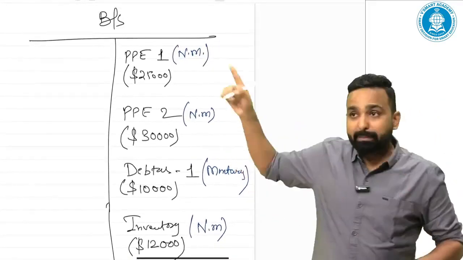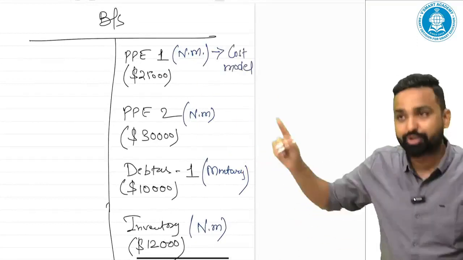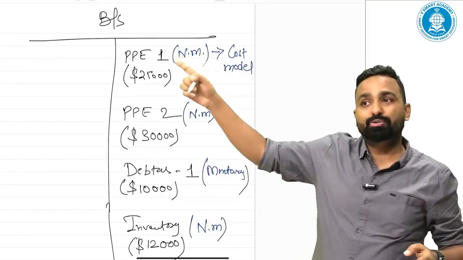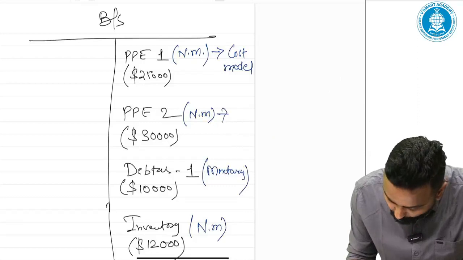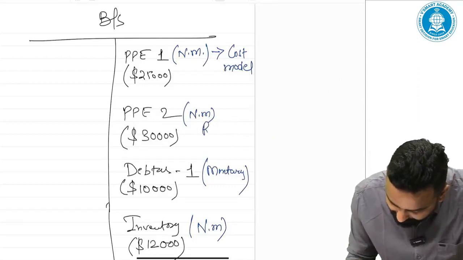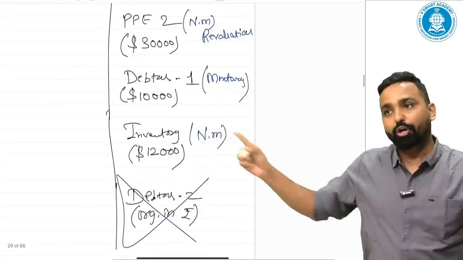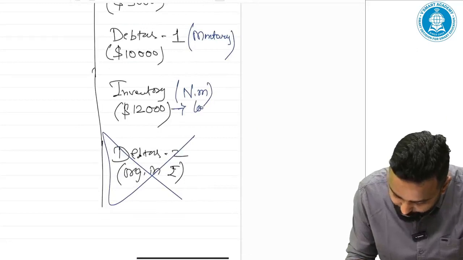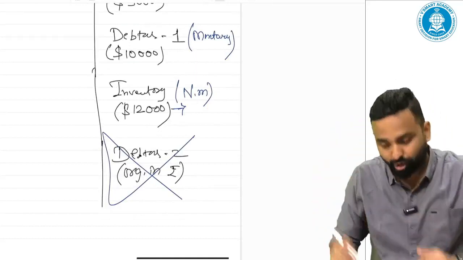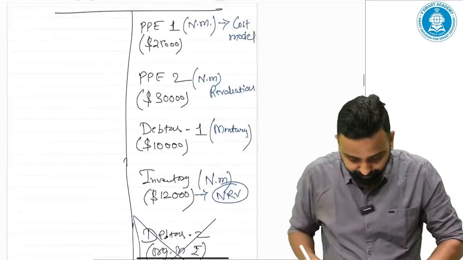Now, suppose PPE1, I measure at cost model. What is cost model? Ind AS 16. Ind AS 16 gives you the option either to follow cost model or revaluation model. Suppose PPE2 is under revaluation model. And inventory, we all know that inventory is measured at cost or NRV, whichever is lower. So technically today, the NRV is lower, so I measured it at NRV. So please try to understand.